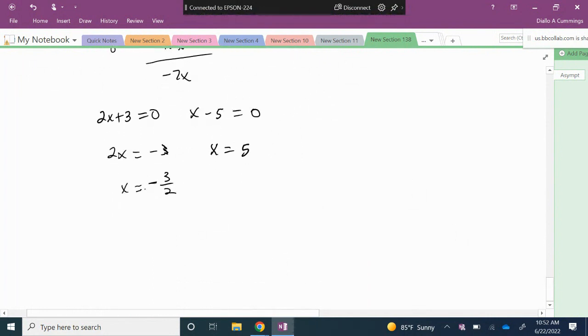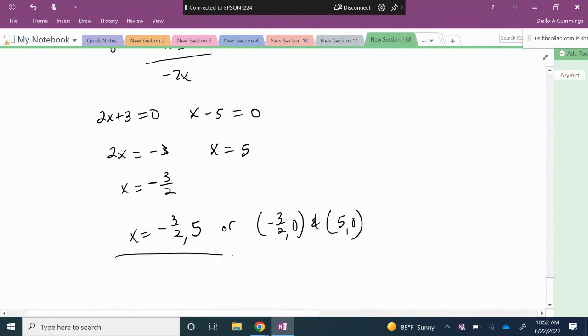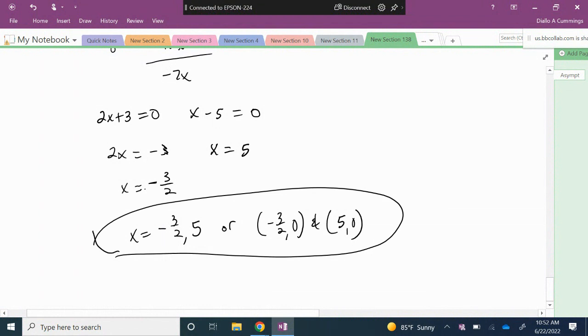So our two intercepts are negative 3/2 and 5. But if you write those out as ordered pairs of points, we would have negative 3/2, comma 0 and 5, comma 0. All right, so those are the X-intercepts. So again, just take your equation, set it equal to 0, and solve.